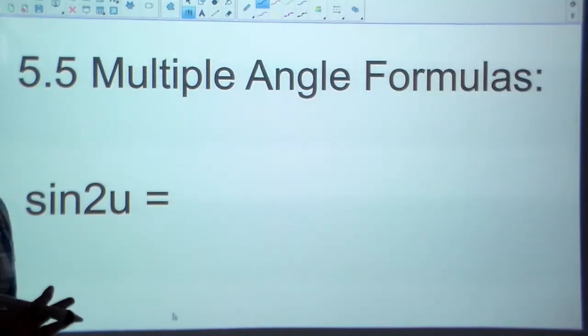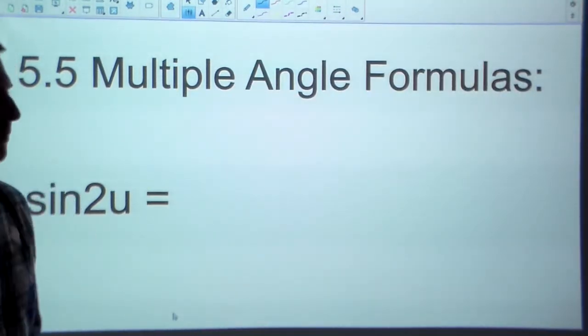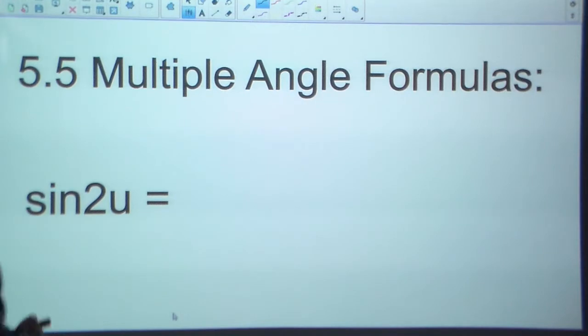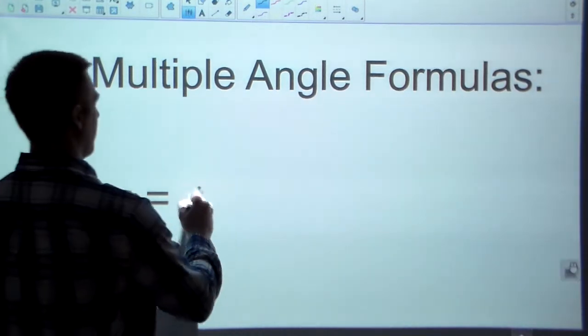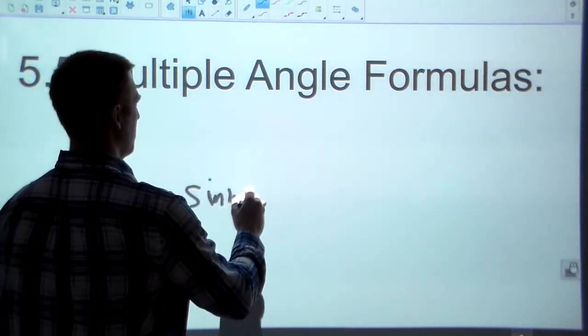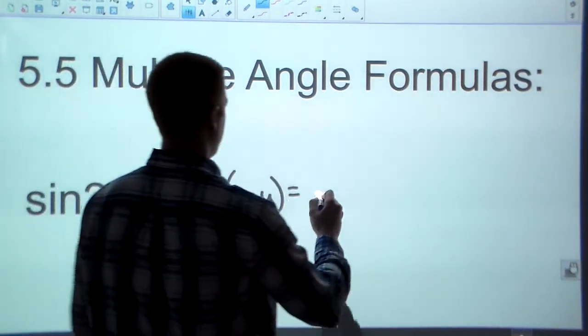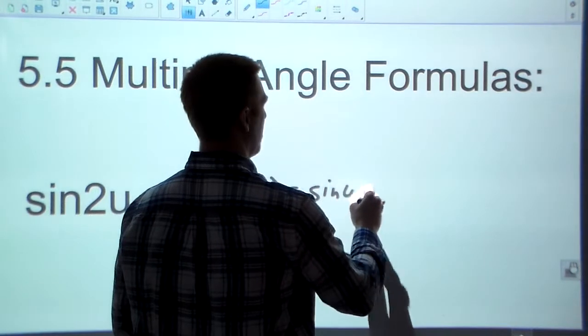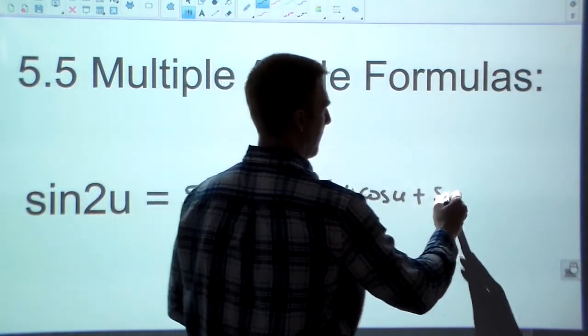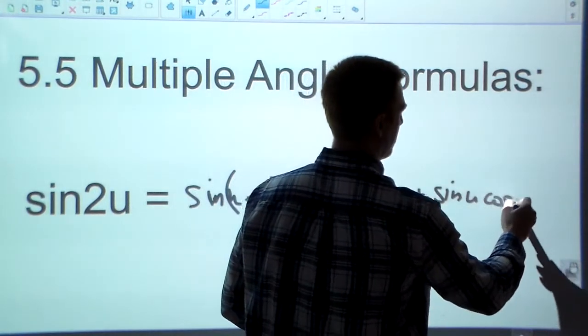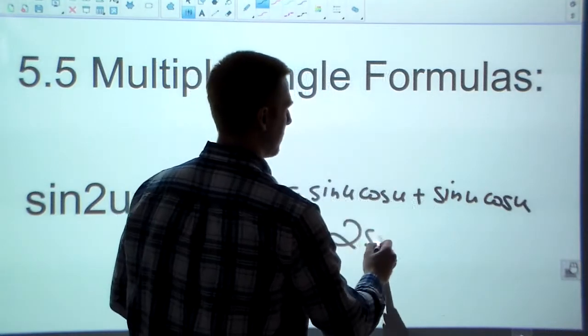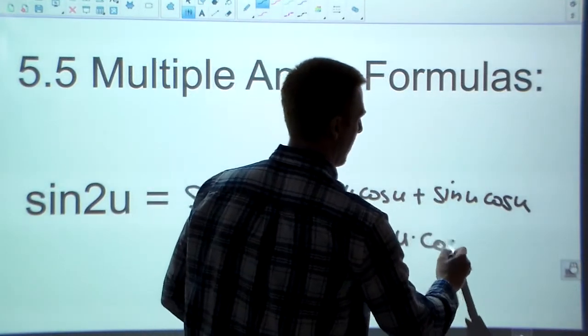To do this, I'm just going to derive it from the sum of two angle identities that we just did in the last section. So for sine of 2u, I'm going to think of that as being sine u plus another u. And if that's the case, then we can write it as sine u cosine u plus another sine u cosine u. So 2 sine u times cosine u.